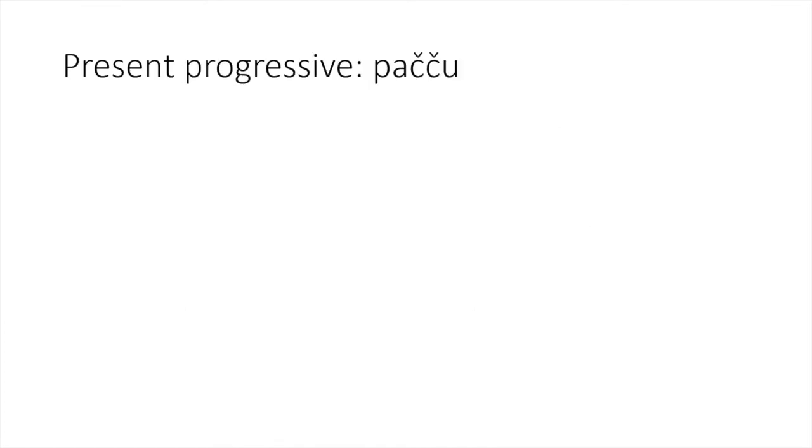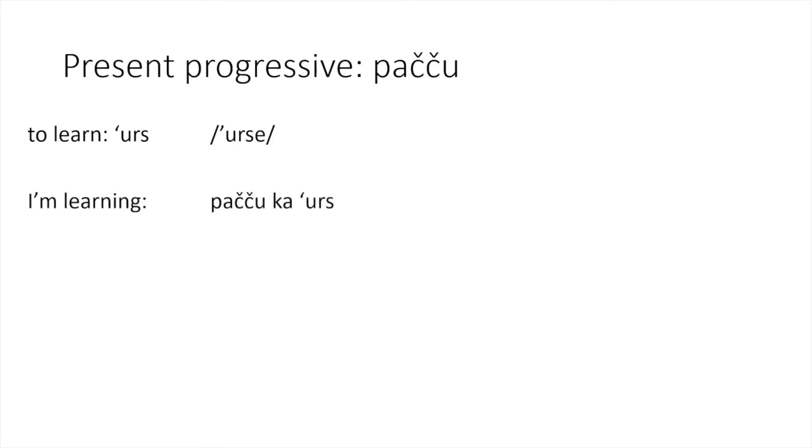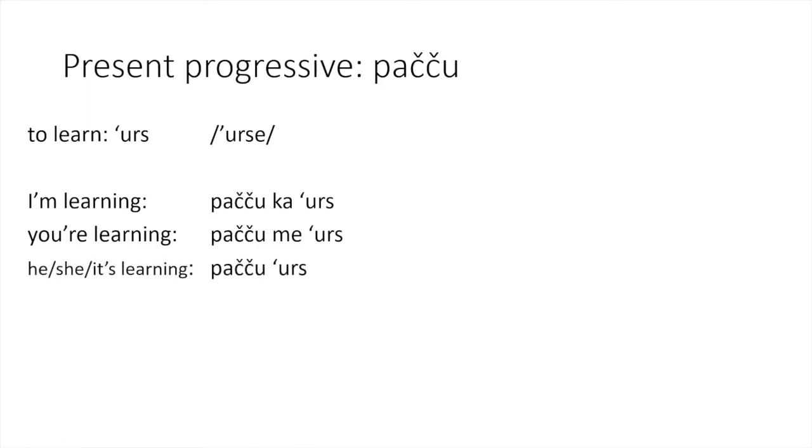So now there's a thing called the present progressive, which is basically something like I am blah blah blah ing. So pačču denotes ing in English. So to learn again is orders. I'm learning. Pačču ka orders. You're learning. Pačču me urus. He, she, it's learning. Pačču urus.